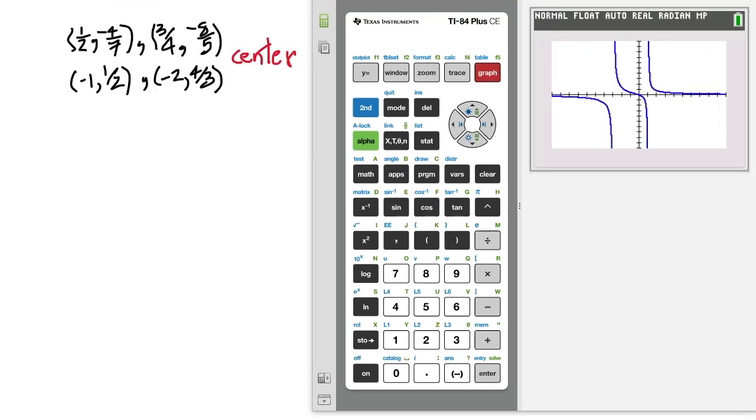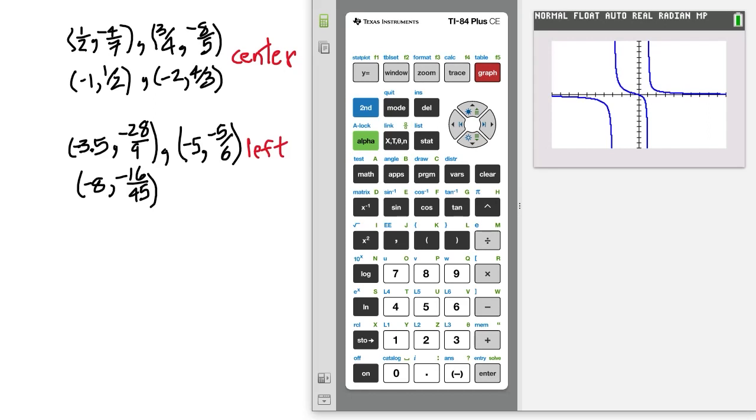So after I found 3 or 4 points for the center part of the graph, now I'm going to look at the left part of the graph. So x values to the left of -3. So after I've got points from the leftmost part of the graph, then I'll need to find points from the rightmost part of the graph.